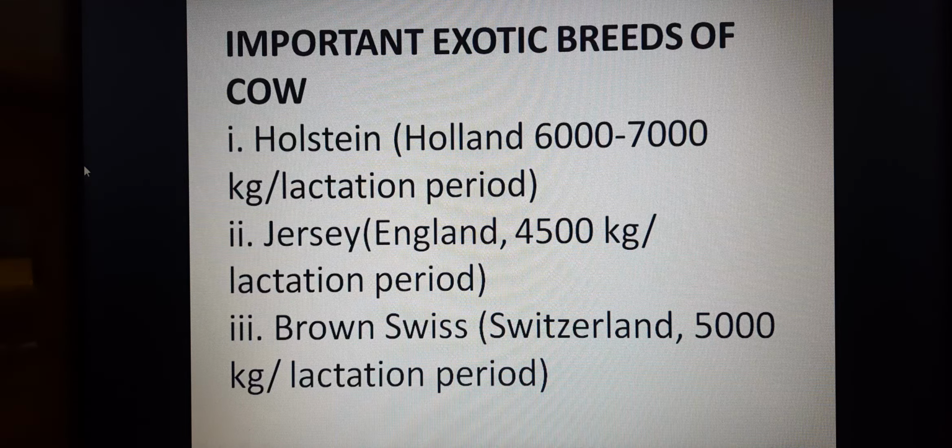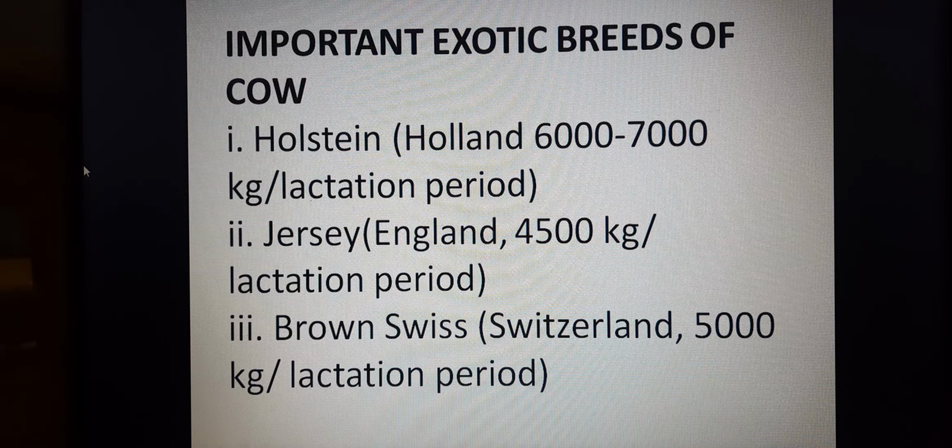Importance: these are the important exotic breeds of cow. That is, these cow breeds we are taking from outside our country. Holstein we are taking from Holland. Actually, here mainly the semen is taken and we perform breeding in our local cows. It will be a very good breed because at the same time they will give more milk and they are resistant to the environment.